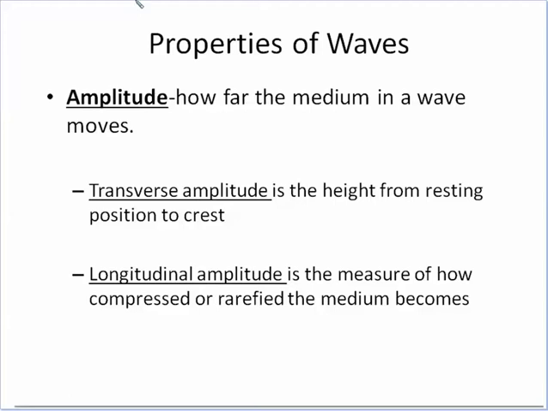Another property of a wave is its amplitude. And the amplitude is referring to how far the medium in the wave moves. So remember that a wave has to have a medium to move through. So we're talking about how far the medium moves. In a transverse wave, the wave that goes up and down, like moving a rope up and down, it is the height from the resting point to the crest.